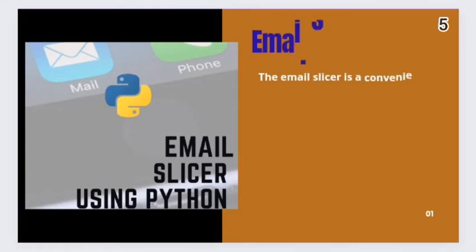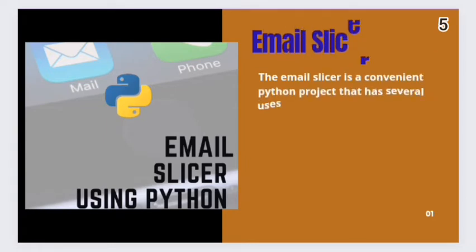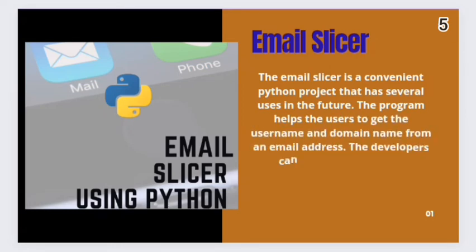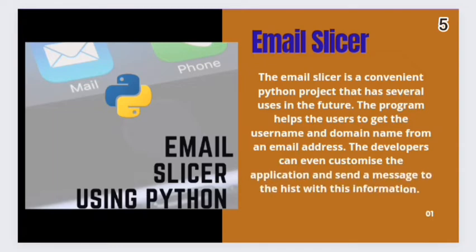Now fifth one is the image slicer. The image slicer is a convenient Python project that has several uses in the future. The program helps the user to get the username and domain name from an email address. The developers can even customize the application and send a message to the host with this information.